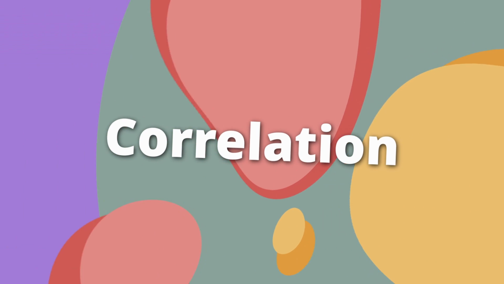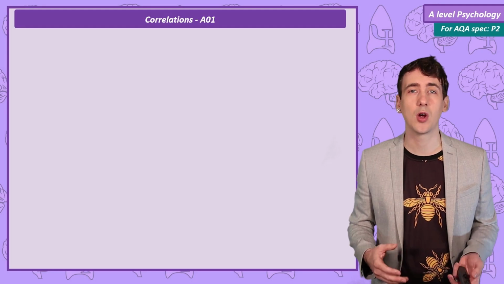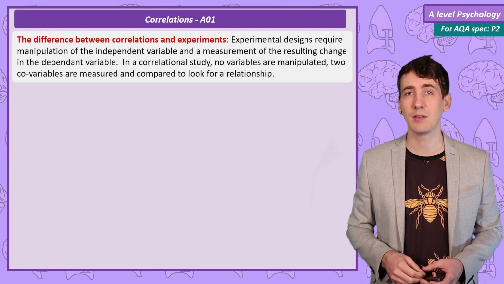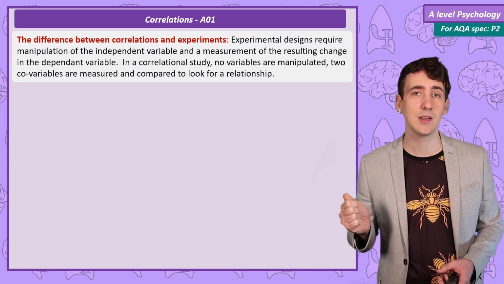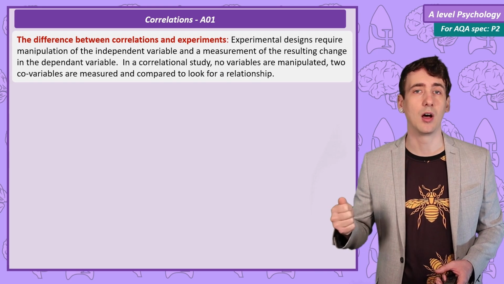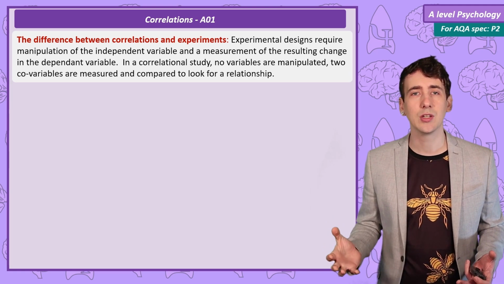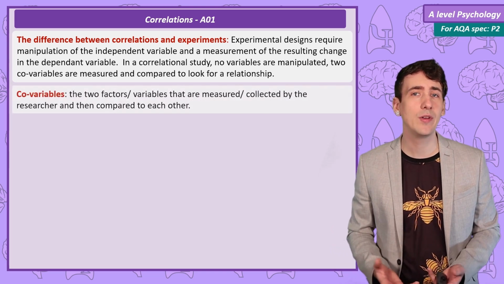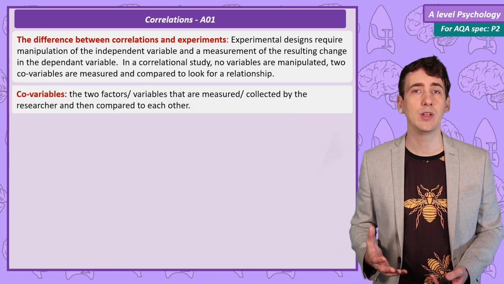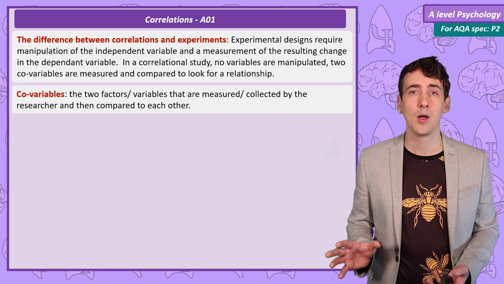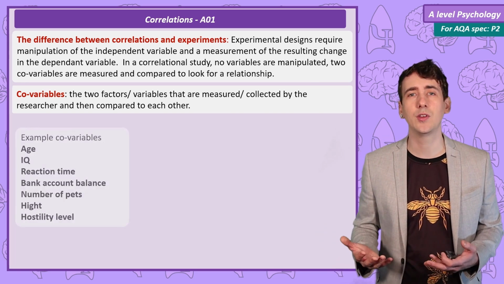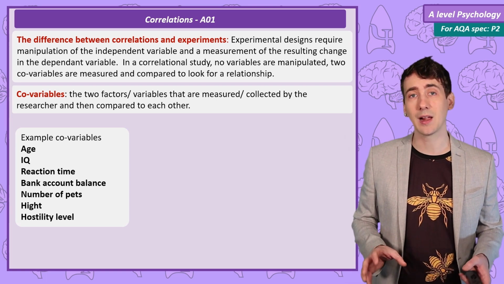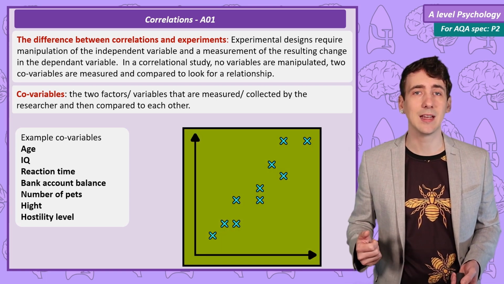Correlation. Let's start by considering how different a correlational study is from an experimental study. Now, as a reminder, in an experiment, the researcher manipulates an independent variable and then measures how the variation in the independent variable influences the measurement of the dependent variable. But in a correlation, the researcher doesn't manipulate any variables, they just measure. A correlation has two covariables, and these are simply variables that the researcher has measured and then compares. We can measure and then compare, for example, age, IQ, reaction time, bank account balance, number of pets, height, hostility level.